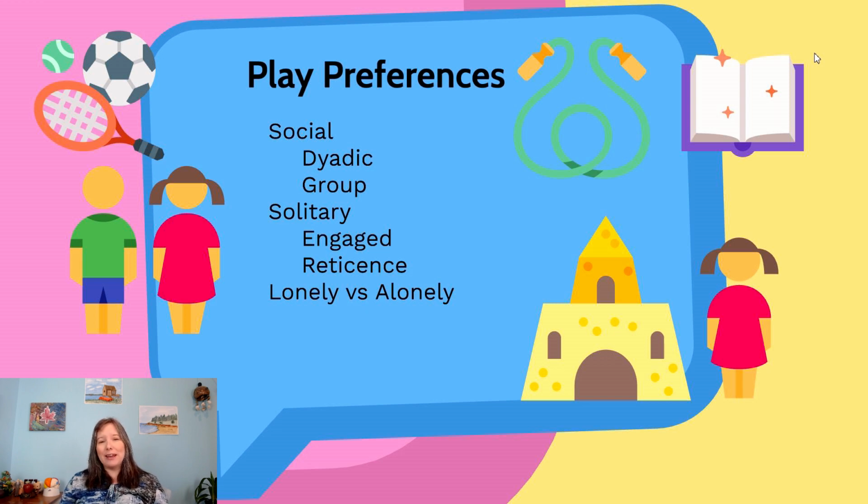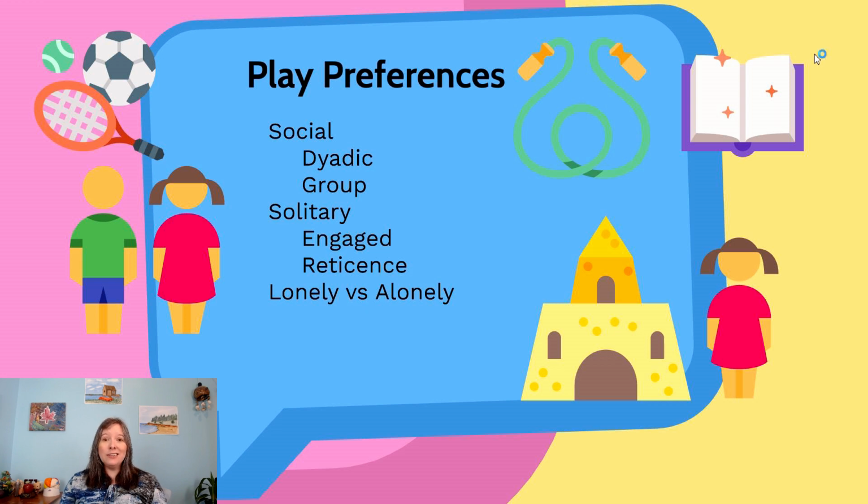We also find group play, that's 3 or more individuals. They might be playing a game of catch or a large team sport or a dodgeball game, or they might be sitting around talking to each other during free play. So a lot of kids choose social, dyadic, or group play, but not everyone. We also find some children, when given the opportunity, tend to engage more in solitary activities. And these solitary activities can be different. Some of them include solitary constructive or solitary engaged activities.